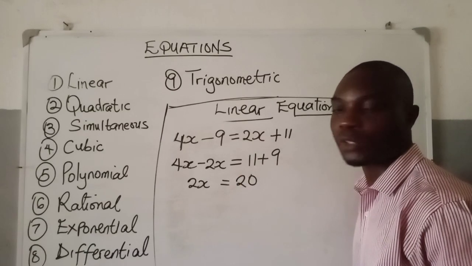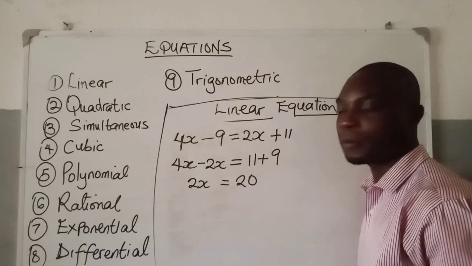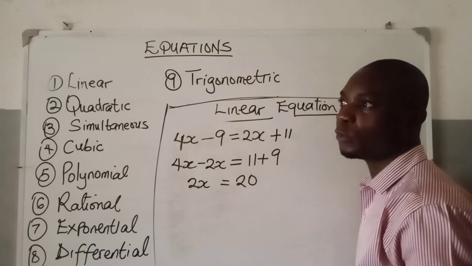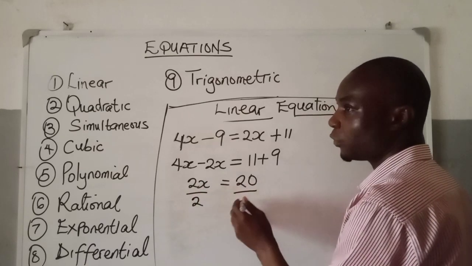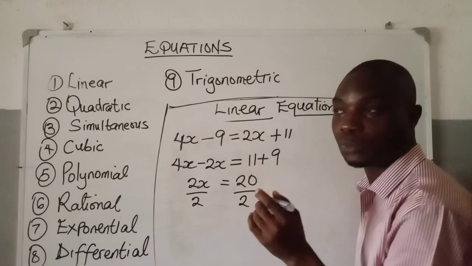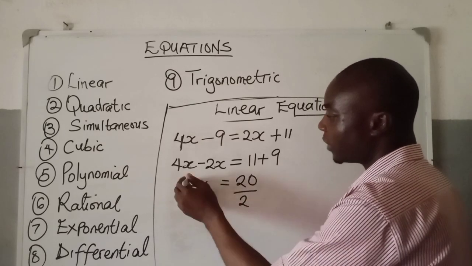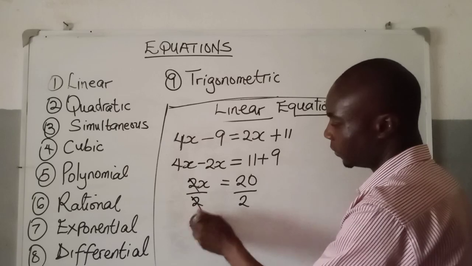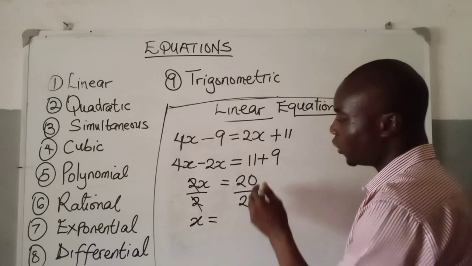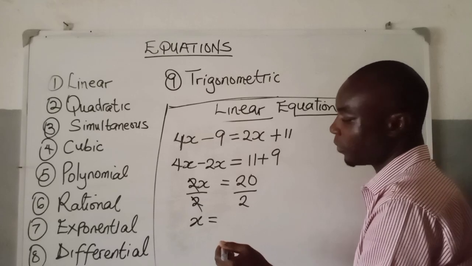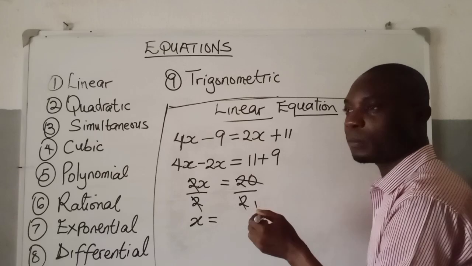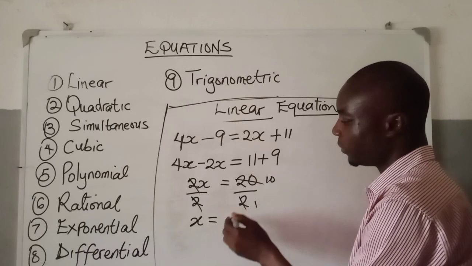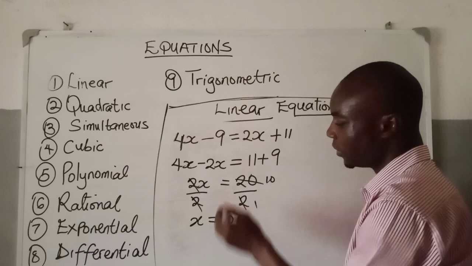So the next thing to do is to divide both sides of the equation by the coefficient of our unknown, which is x. So this side divide by 2, and this side also divide by 2. So this 2 cancels this 2, so we're left with x, and that's equal to 20 divided by 2 is 10, because 2 can go into itself once, and 2 can be removed from 20 10 times. So the value of x is 10.